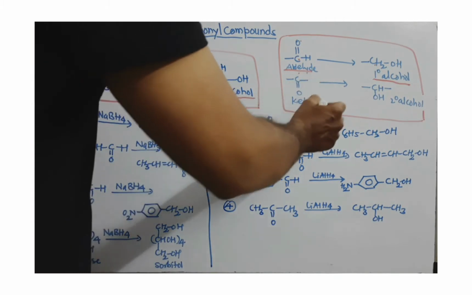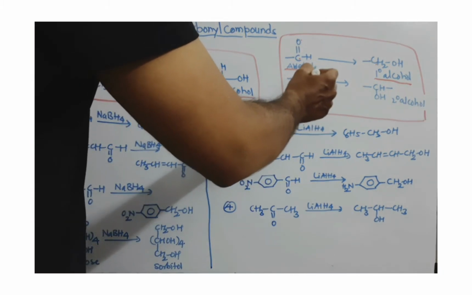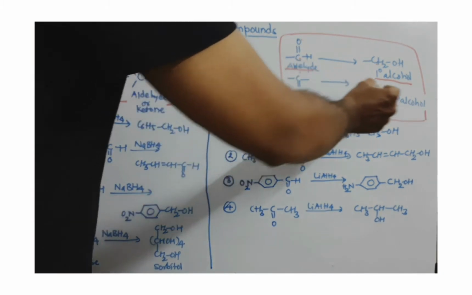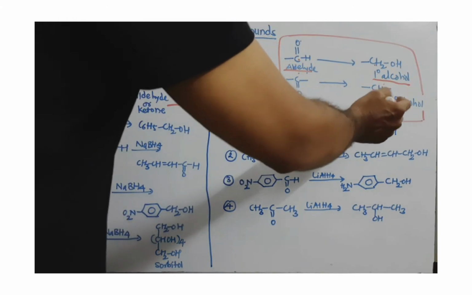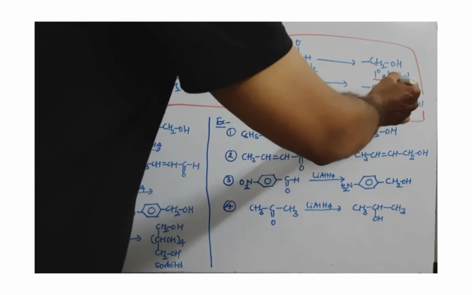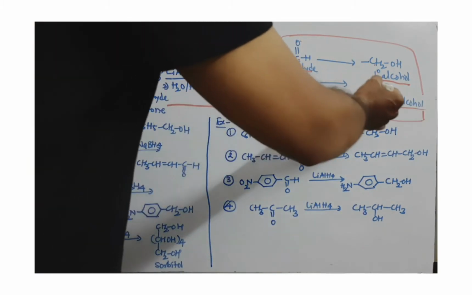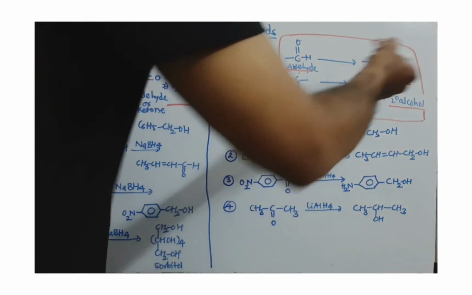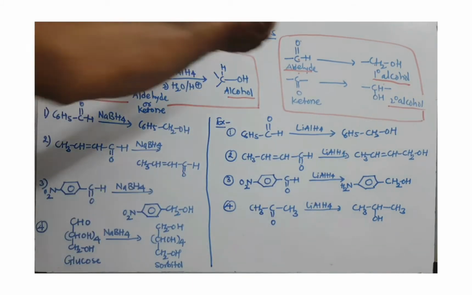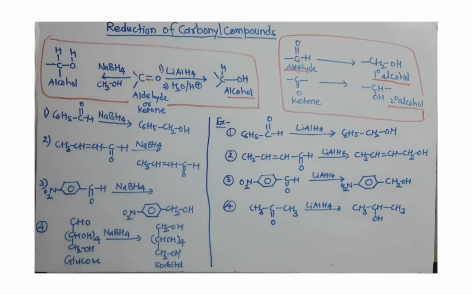And since in ketone there is no hydrogen attached to this carbonyl carbon, we get here CHOH. And the compound having the CHOH moiety is called secondary alcohol. That means ketone after reduction gives secondary alcohol, and aldehyde after reduction gives primary alcohol.